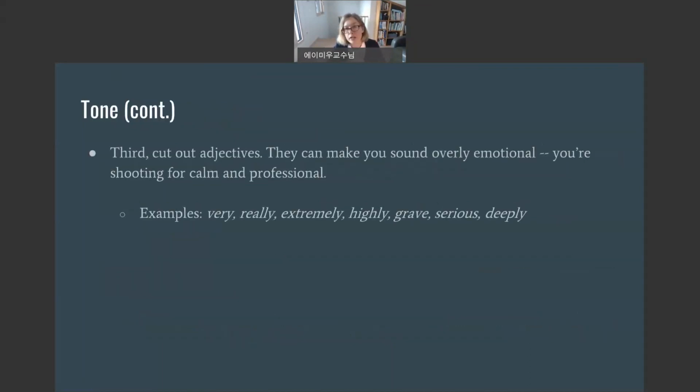Okay, third, cut out adjectives. They can make you sound overly emotional. You're shooting for calm and professional. So you want to appear calm and professional in your emails. Some examples of those adjectives are very, really, extremely, highly. You don't need them because we want to keep our writing concise and use as few words as possible anyway, because people are busy, they don't have time to read through long emails that have adjectives, and we just want to cut out anything unnecessary.